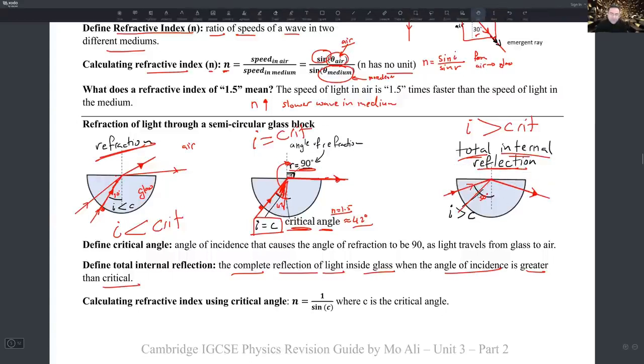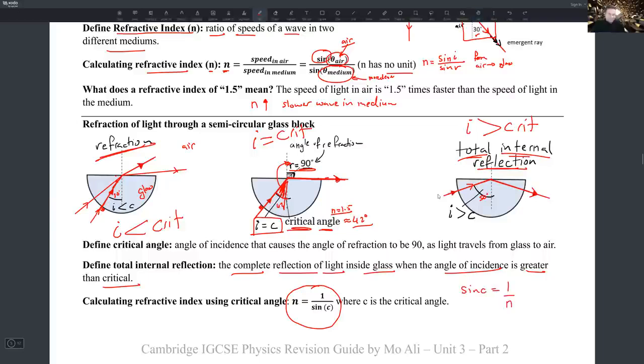How do we calculate the critical angle? Since it's such an important angle, there has to be a way to calculate it. There is. The equation is n equals 1 over sine c. n is your index, and c is the critical angle. If I want the critical angle, not n, we say sine c equals 1 over n.